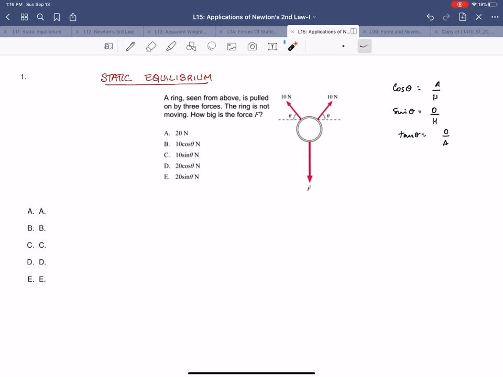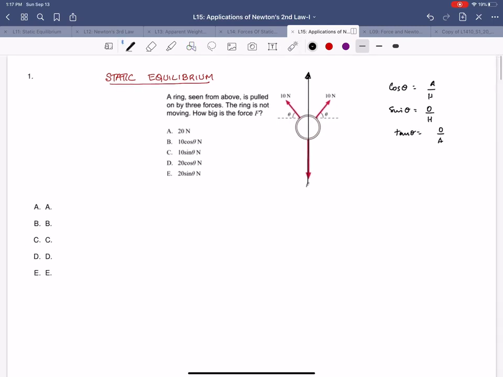So here, again, it's a question of resolving forces. We want to focus on all the forces acting in, let's say, the vertical direction. Let's call that the y-axis. And so the net force in the y direction has to be zero. Well, what are the forces? There are these 10 newton forces acting up at an angle theta.